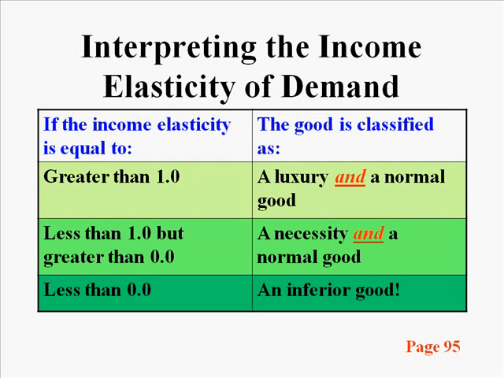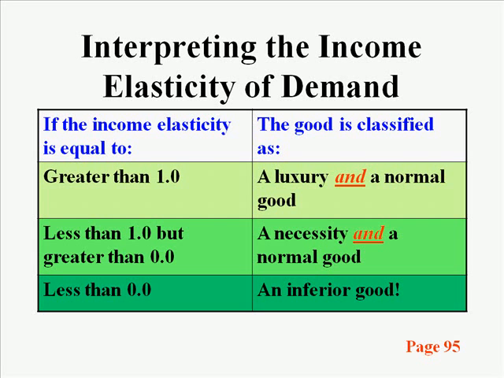What does that mean? Great, we can calculate a number. The important part is to know what that number means. So this chart is a handy tool to help you interpret income elasticity. If our income elasticity, the number that you come up with, is greater than 1, we have a luxury and a normal good. If it's less than 1 but greater than 0, it's going to be a necessity and a normal good. And if it's less than 0, it's going to be an inferior good.